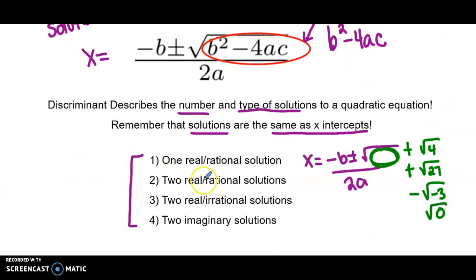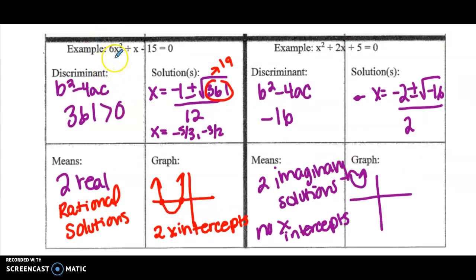So we already did one with the one real rational solution. That's when the discriminant was 0. So you're going to decide, do I have 2 real rational solutions, 2 real irrational solutions, or 2 imaginary solutions? So go ahead, take a second and try it. Okay, so let's just take a minute and see how you did.